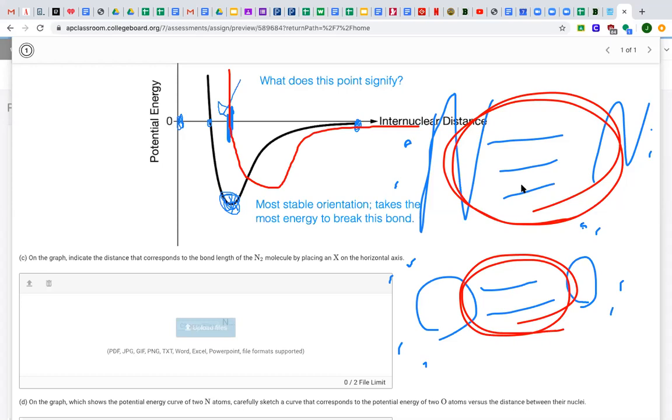Dr. J, was my understanding there that the absolute minimum here represents its most stable orientation? Yeah, that's your bond distance. So what does the point where it crosses the x-axis here signify? Is that the amount of energy, the difference between there and here, that is needed to break the bond?